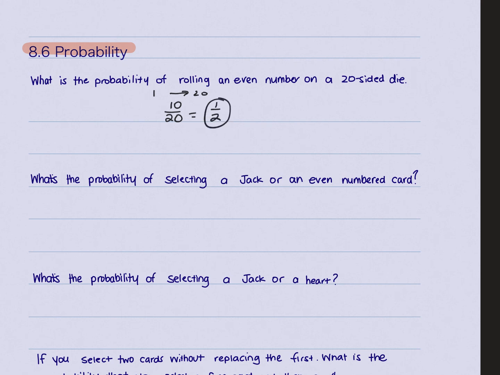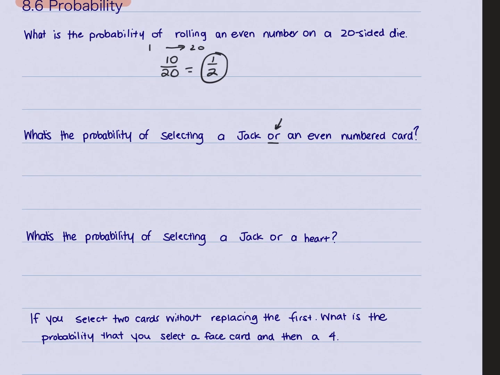What's the probability of selecting a jack or an even numbered card? This is an or, so now I have to say, are these mutually exclusive? Can it be a jack and an even number card? It can't be. So I just want to find the probability that it's a jack plus the probability that it's even. There are 4 jacks out of the 52 cards.